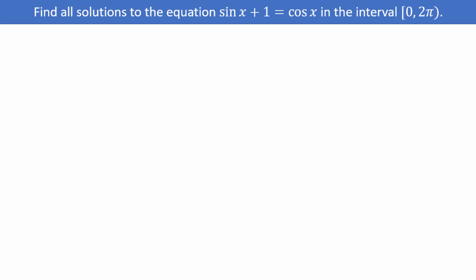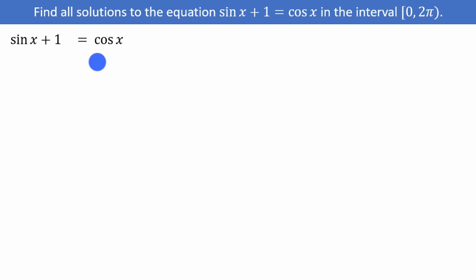Let's try another problem. We are asked to find all solutions to the equation sine of x plus 1 is equal to cosine of x in the interval of 0 to 2 pi on one revolution of the circle. Now the goal with solving all of these trigonometric equations is to first get everything in terms of the same trig function. In this case, we have both sine and cosine, so we would like to either convert the sine to a cosine or the cosine to a sine.